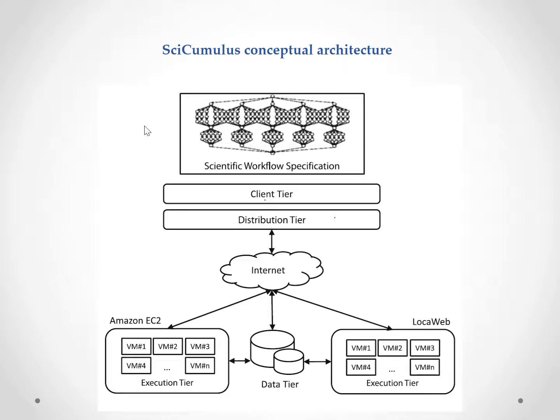Now, the execution tier invokes programs associated with the activities of the workflow in the many virtual machines available for use. The components in the execution tier may be deployed in more than one cloud provider. The data tier contains all the repositories of data used in Cumulus, and it contains provenance data as well as information about the types of available virtual machines. All input data is consumed by several virtual machines in parallel execution.